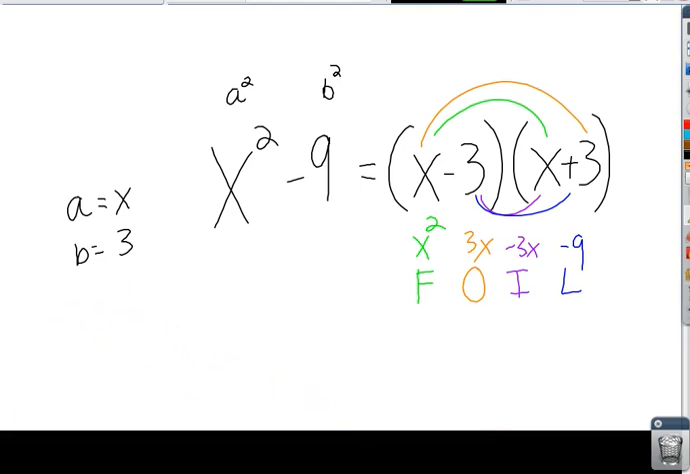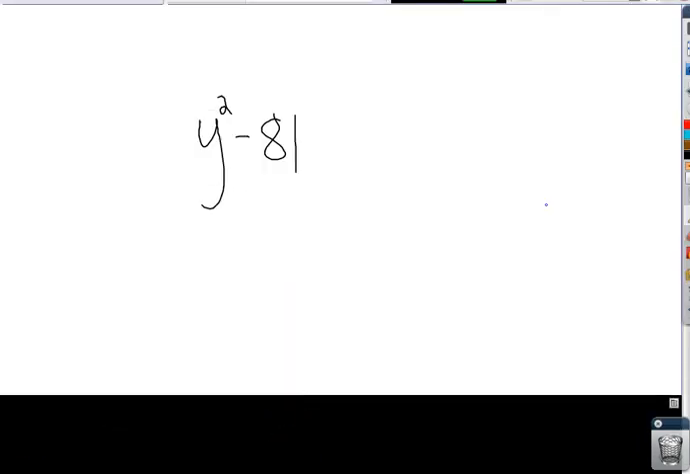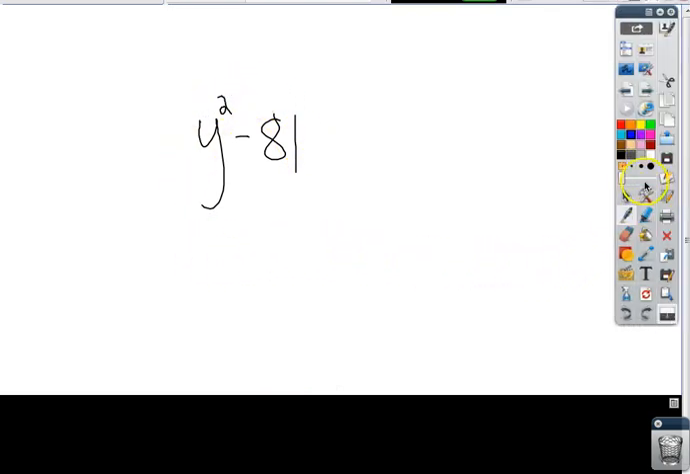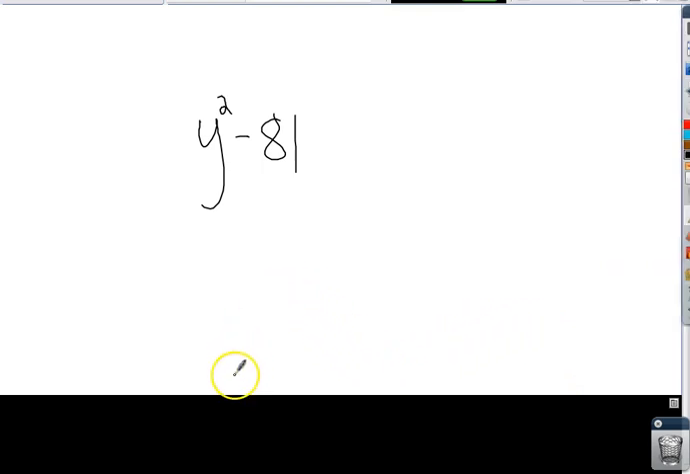Moving on. Let's try this one. Alright, is there a GCF here other than 1? And you go, no. Okay. How many terms do I have? 1, 2. Okay, that should get you a little excited. So how do I factor a two-term polynomial? Is there a difference in between here? The answer is yes. So I check difference of squares.